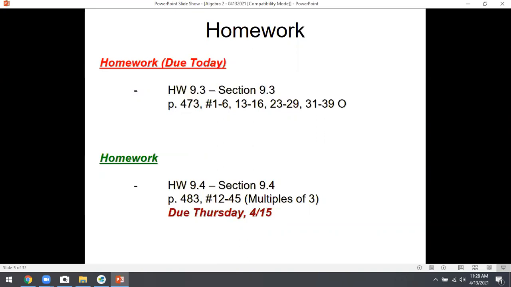9.3 is due today. That's the one over graphing pretty simple reciprocal functions. Might have a reflection or a stretch or a shift here and there, but generally speaking, it's that crisscross shape. And here's the new one, 9.4, 12 through 45, just the multiples of 3, so it's really not that many problems. But they do take some time, and that's what we'll be focused on today. Not due till Thursday, tomorrow's a work day, etc.